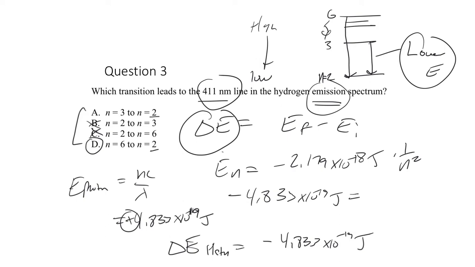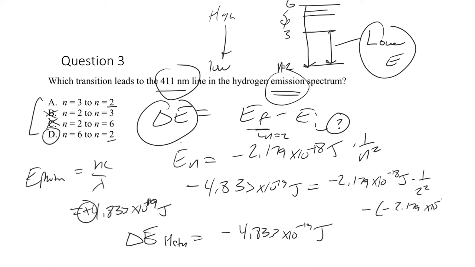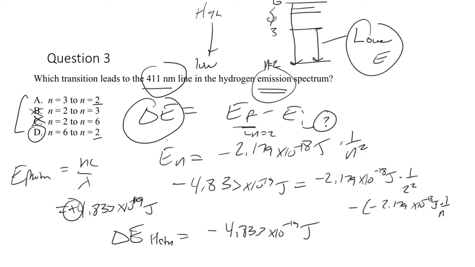And it's going to be equal to the final state, where n is 2, and our initial state, which is either 3 or 2, or 3 or 6. So we can just plug in and solve, or we can try to solve for that n value. And so I'm going to have minus 2.179 for the final, times 10 to the minus 18 joules, times 1 over 2 squared, and then minus negative 2.179 times 10 to the minus 18 joules, times 1 over that n initial squared.